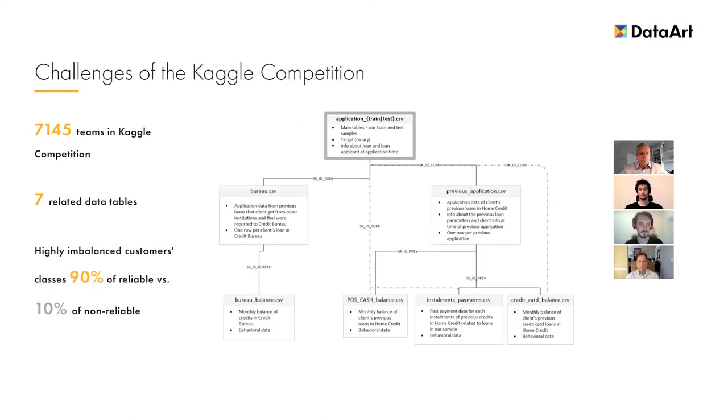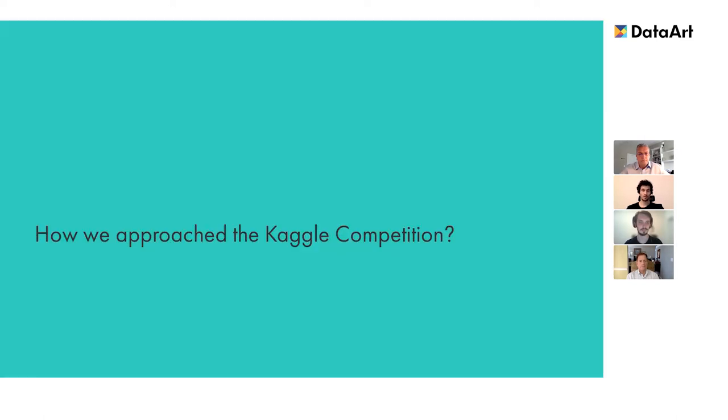Let's go next. There were a few challenges in this competition. First of all, it was pretty crowded. More than 7,000 teams participated in the competition. It included seven related data sets. You can observe the structure of the data sets on the image. There are multiple tables with a few relations between each of them. And also the data sets were highly imbalanced. Customers' classes: for the reliable class, there were 90% of entries, and for non-reliable, only 10%, which always is a challenge for machine learning algorithms. So how did we approach the Kaggle competition? I'm asking Dmitry to continue from here.